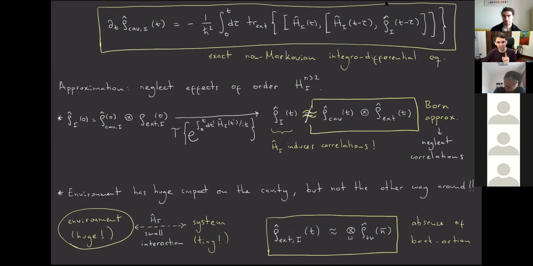But it's not true, the opposite will not be true. If you just make the approximation that this doesn't depend on tau, I agree that... You just take the rho I of t minus tau to be the initial state, rho I of zero. No, but that's inconsistent, because this expression here already depends on t.